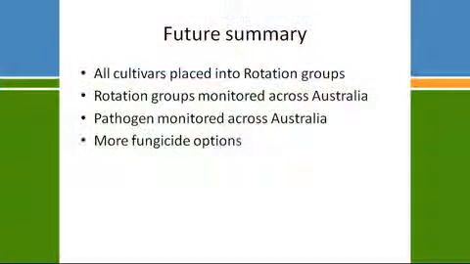So basically, just in summing up for the future, all cultivars will be placed into their rotation groups. These groups will be monitored across Australia. The pathogen will be monitored across Australia, and I'll let Trent talk about the fungicide options.